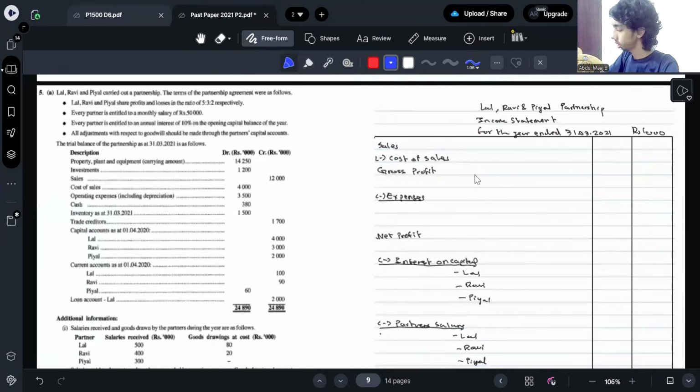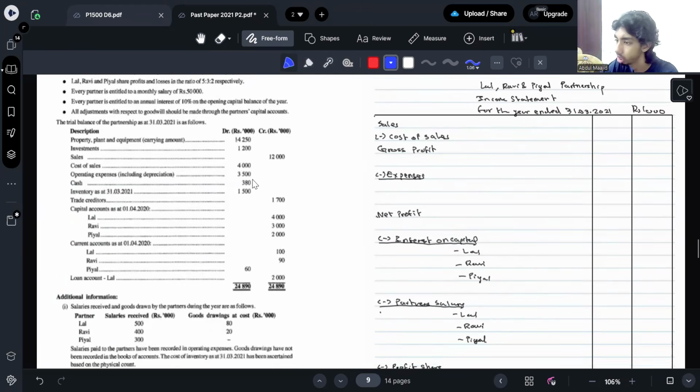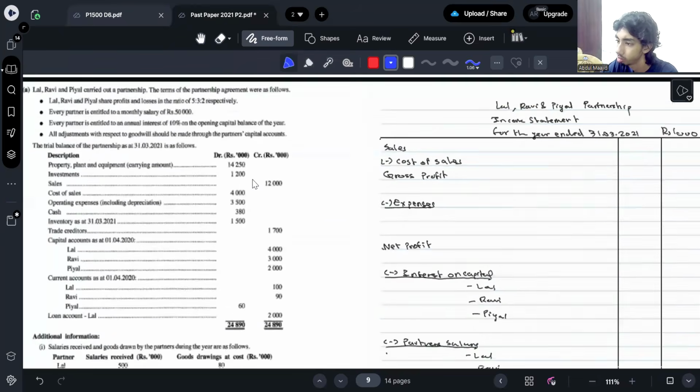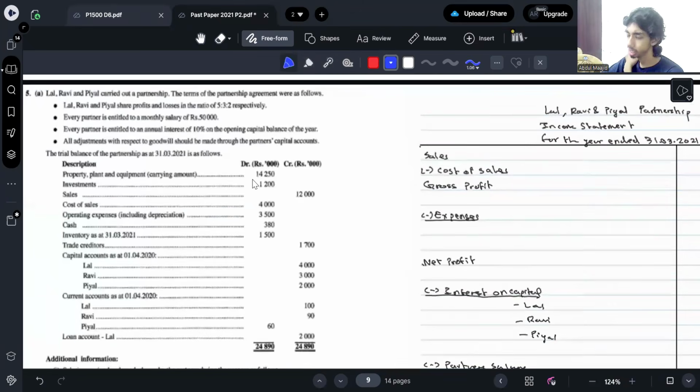So the fifth question, partnership. Lal, Ravi, and Priyal carried out a partnership. The terms of the partnership agreement were as follows. Lal, Ravi, and Priyal share profit and loss in the ratio of 5 to 3 to 2. Every partner is entitled to a monthly salary of 50,000. And they are supposed to get an annual interest of 10% on the opening balance of the year, and all adjustments with respect to goodwill should be made through the partner's capital account.